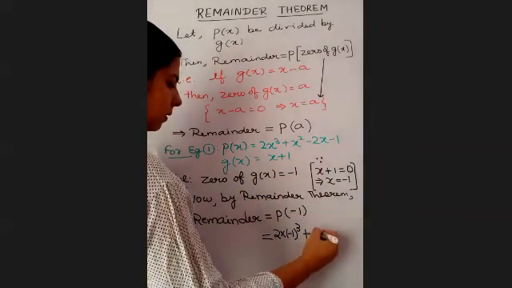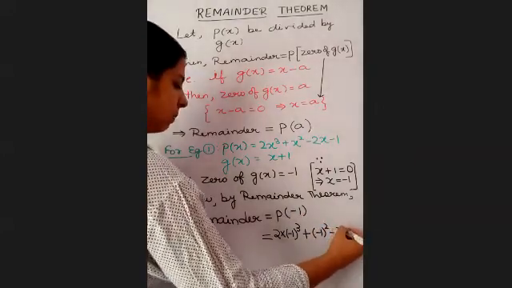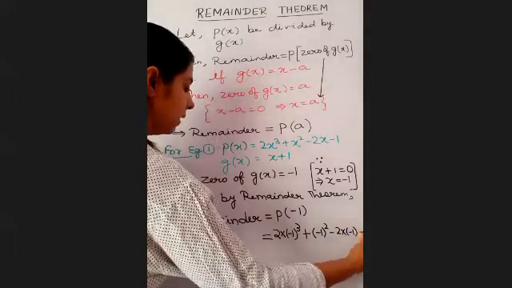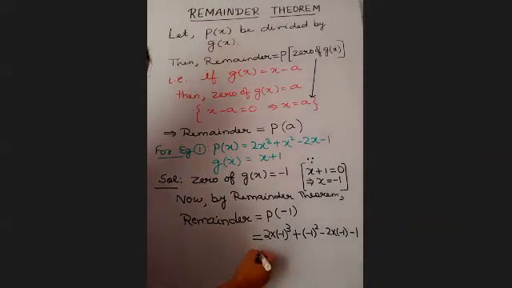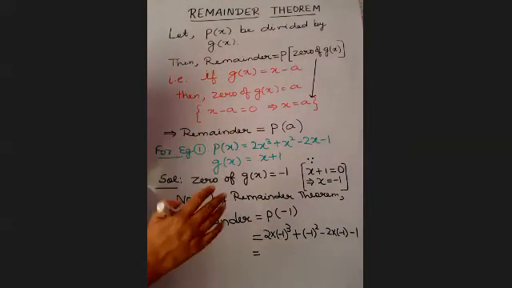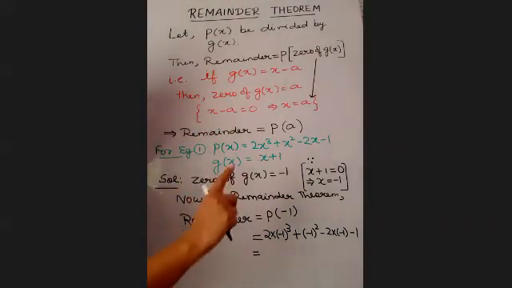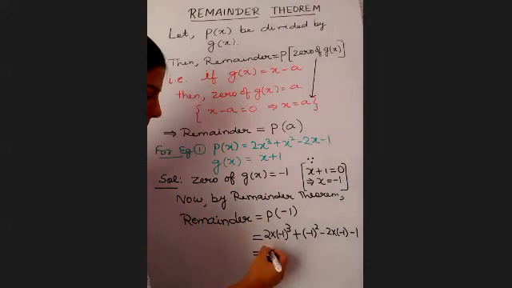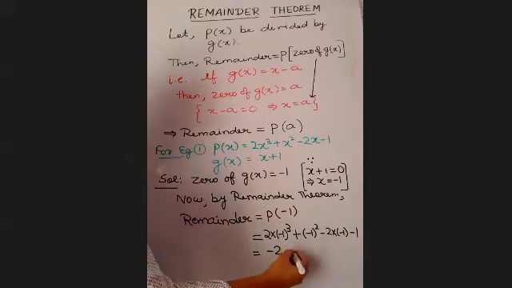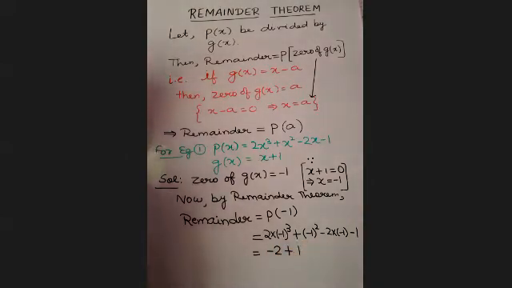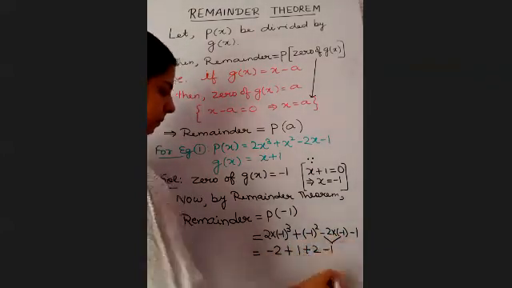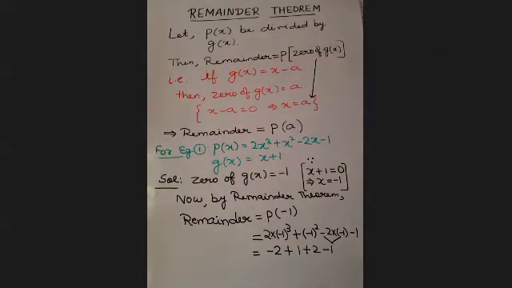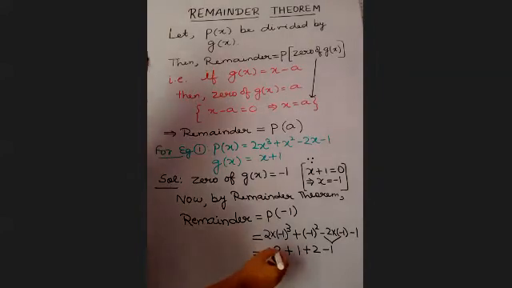plus minus 1 squared minus 2 into minus 1 and then minus 1. Now what is minus 1 cubed, children? Minus 1. Minus 1 into 2 gives me minus 2. The square of minus 1 is 1. Now this minus and this minus make plus 2. Minus 1, plus 2. Now children, what do we get? 0 as a remainder.